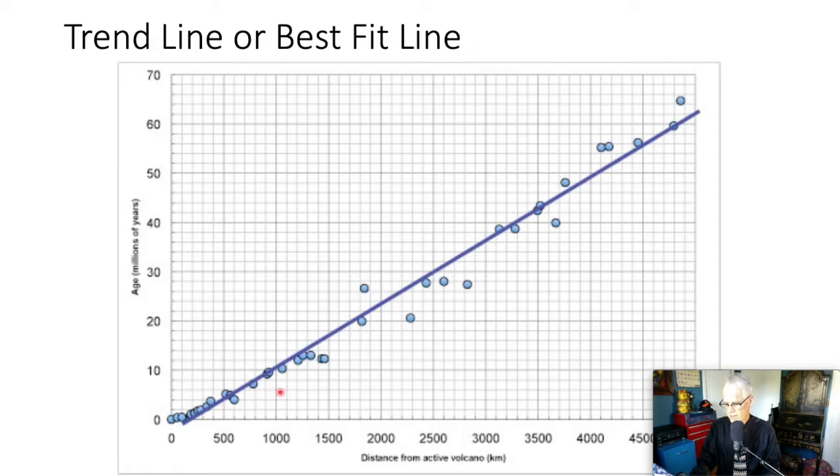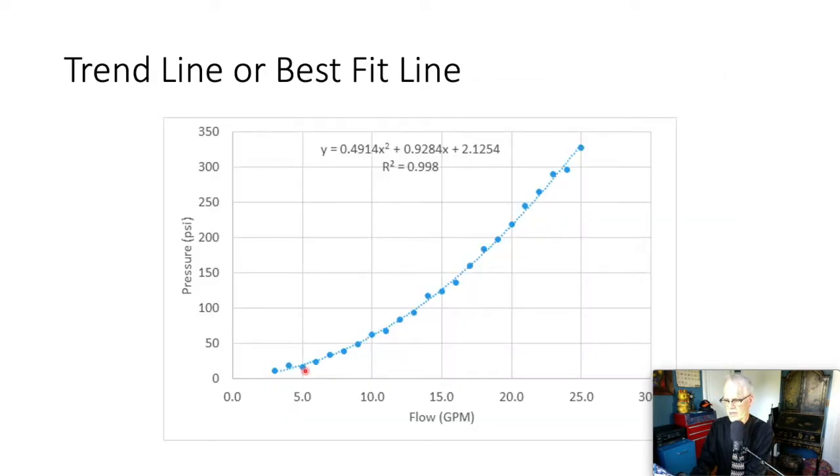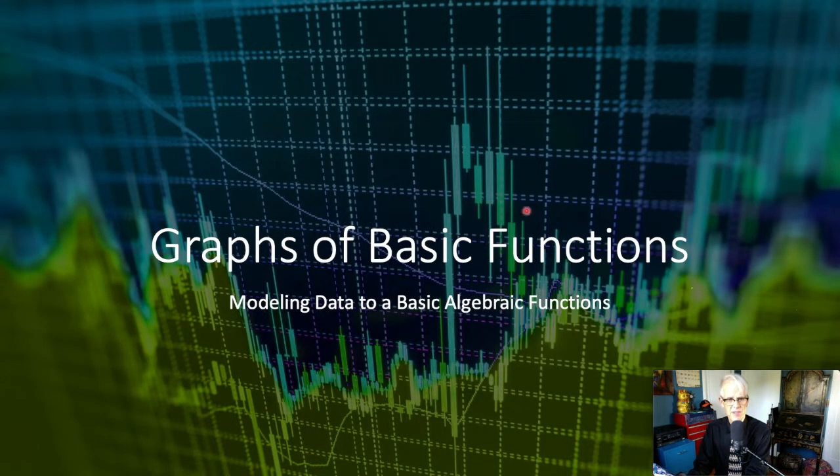So let's take another look at a different trend line, just to show you that the trend line doesn't have to be just a really straight line. We might be able to model this data to a curve. A spreadsheet program like, say, Excel or Google Sheets can create a trend line for you, and it can even show you the function or the equation of the curve. We'll do a lot more on that a little bit later. Now let's look at some graphs of basic functions. And perhaps we'll be able to do some modeling of our data to some basic algebraic functions.